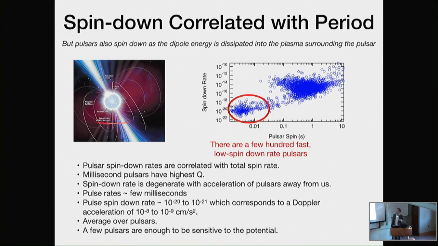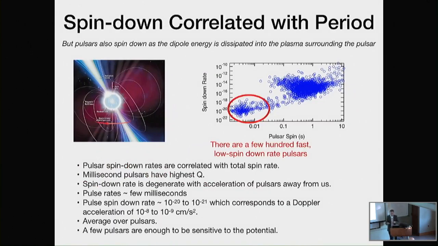You can go to an Australian website and download the data of all the pulsars. And the first thing you'll notice is that the millisecond pulsars, which are all in binary systems, are also the ones that spin down the most slowly. And if we look at the effective acceleration associated with these spin down rates, it's in the 10 to the minus 8 to 10 to the minus 9 centimeters per second squared, which is exactly what we need to be sensitive to the gravitational potential.